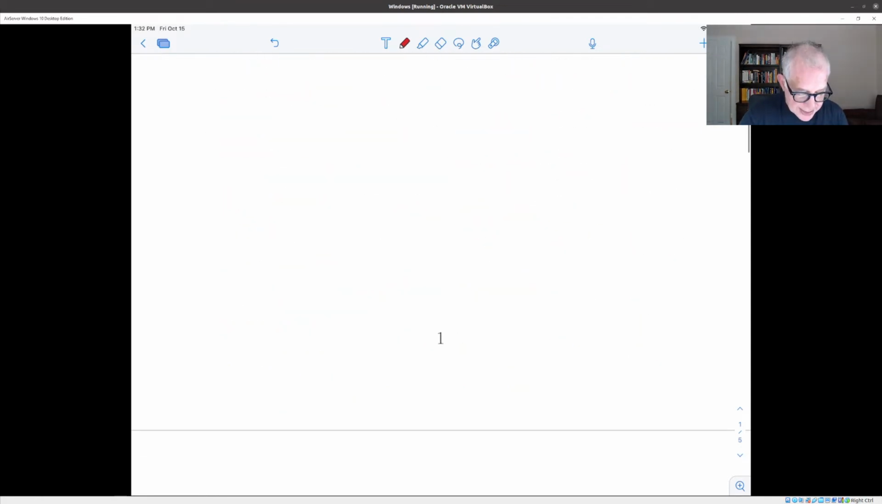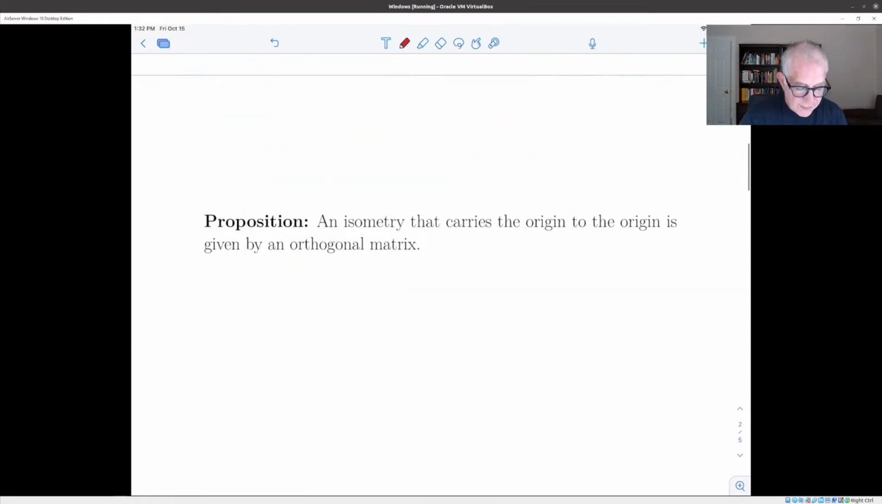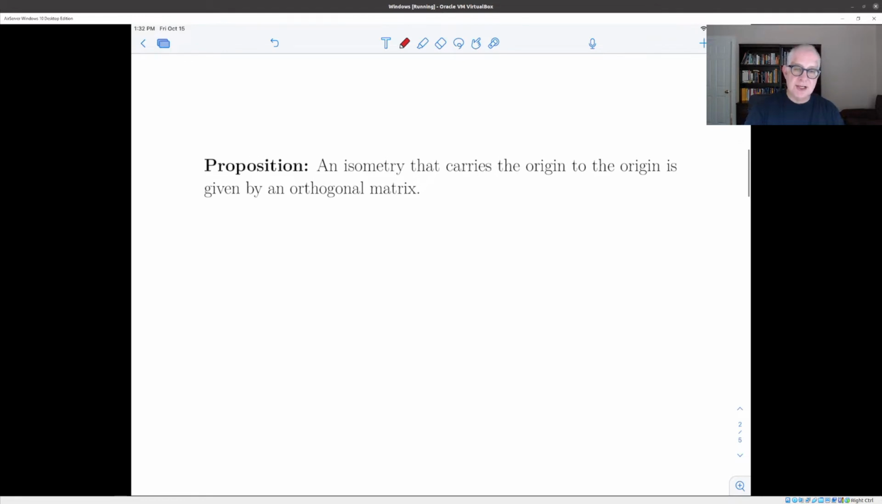And now we're eventually going to take the group of all such distance preserving maps. And in order to connect that back to our work with the orthogonal group, we're going to prove the following proposition, which says that if you have an isometry that carries the origin to the origin, then it's given by an orthogonal matrix. It's an orthogonal linear map.